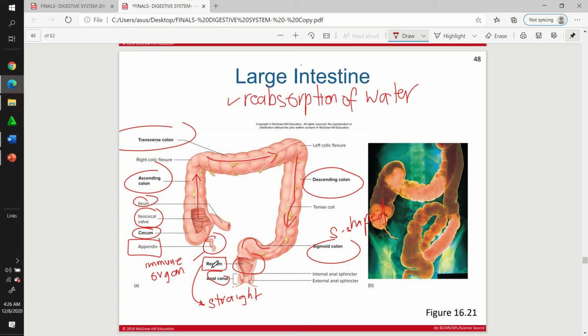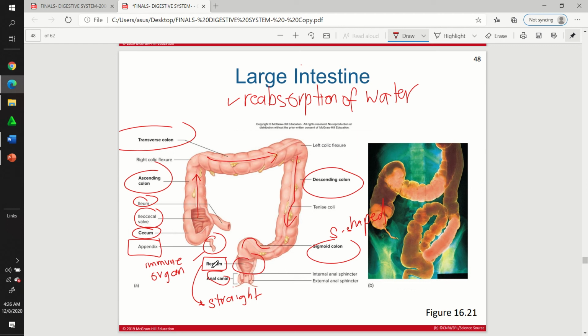So the anus opens to the exterior through two sphincters: the internal sphincter, which contains thick circular smooth muscle under autonomic control, and then the external sphincter, which contains skeletal muscle under your voluntary control.